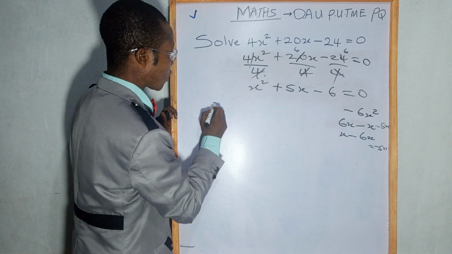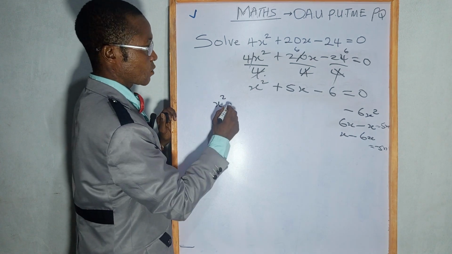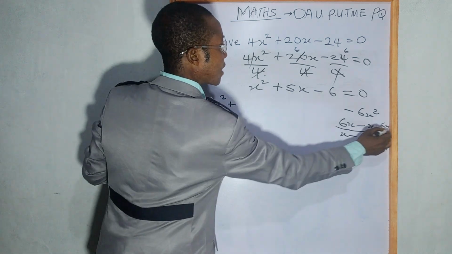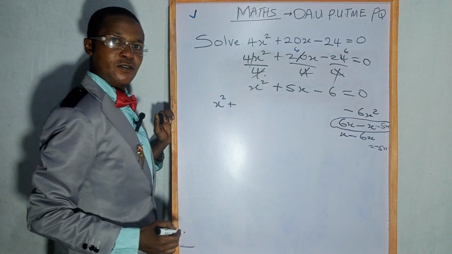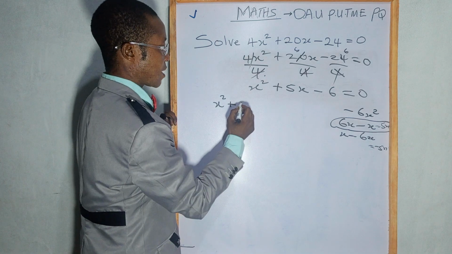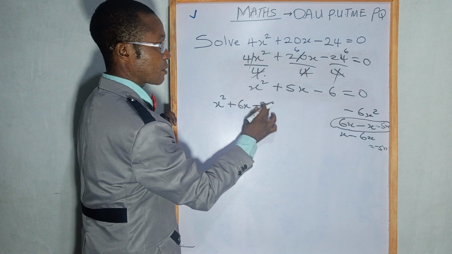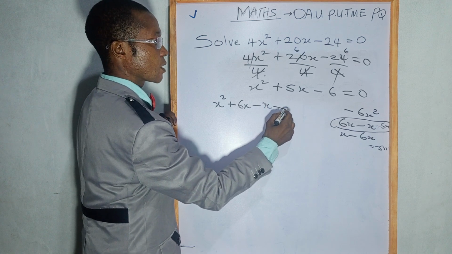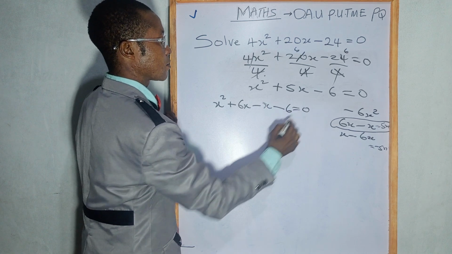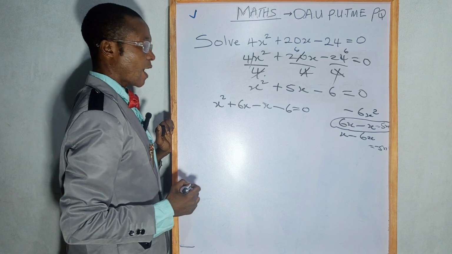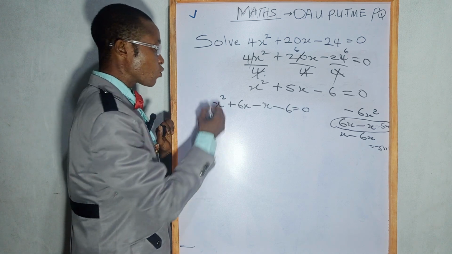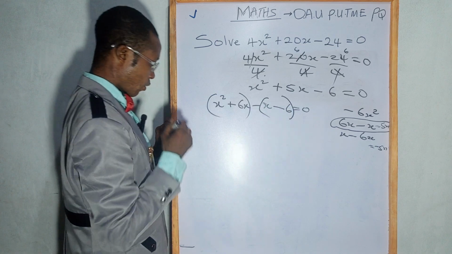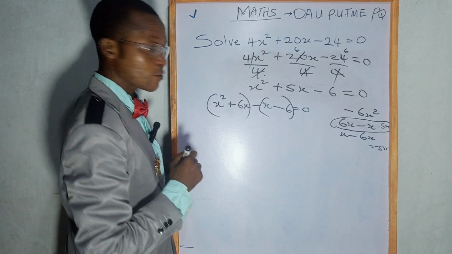Now here we go. We have x squared plus, anywhere we see 5x, we are going to replace it with 6x minus x, then minus 6. So that is why we call this another challenge, double challenge. So you double up.